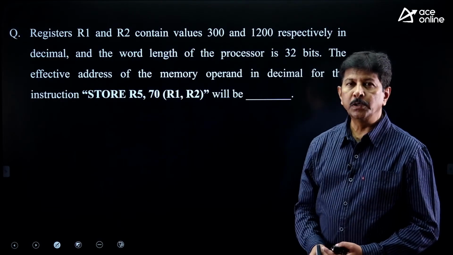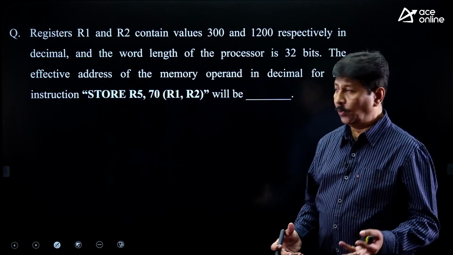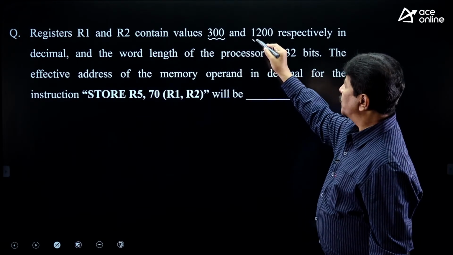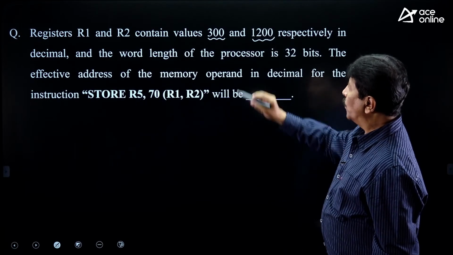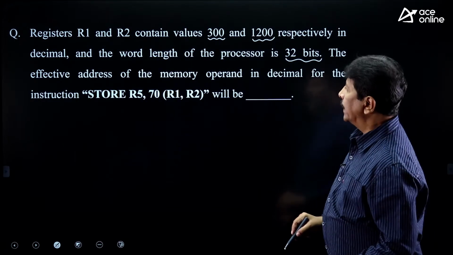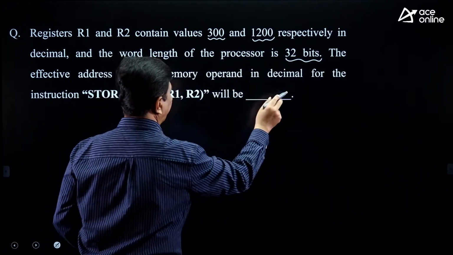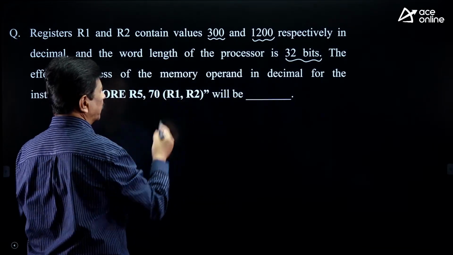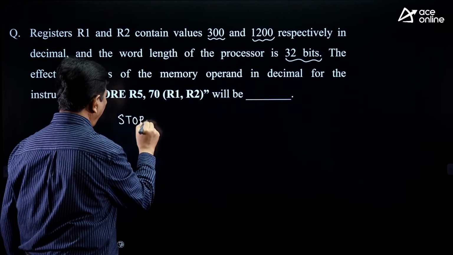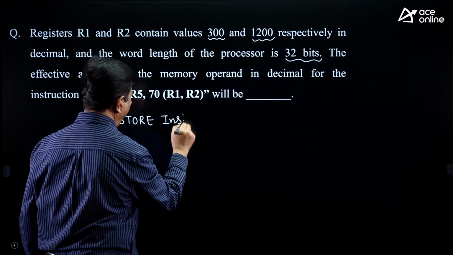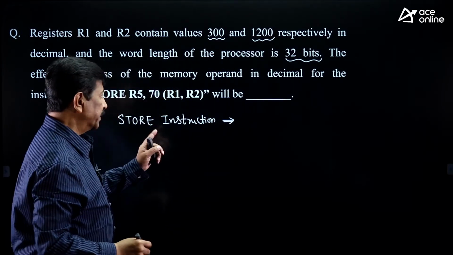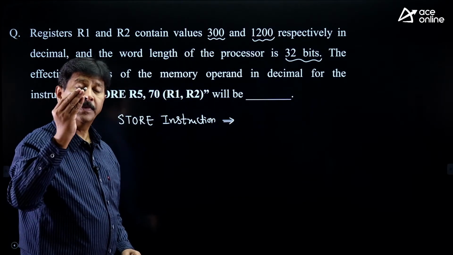So we have different types of addressing modes. In this he is asking R1 value is 300, R2 value is 1200, and the word length of the processor is 32. Size of the word is 32 bits. The effective address of the memory operand in decimal for the instruction store. Always remember the store instruction, it is going to have the data transfer from register to memory.